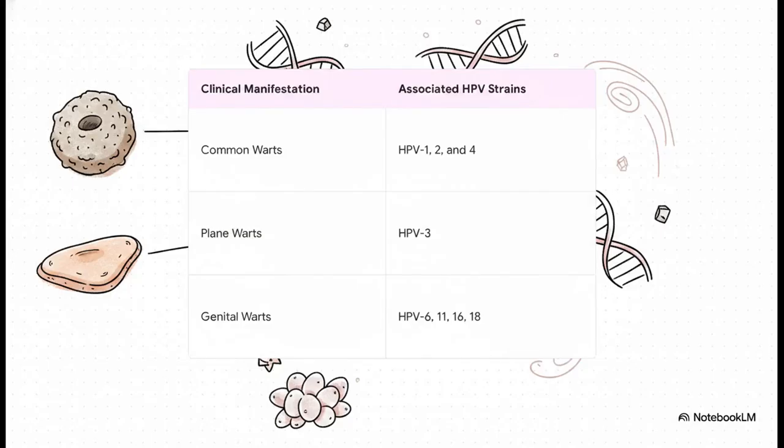Now you might be wondering, are all warts basically the same? No way! Specific HPV strains literally map out to distinct clinical manifestations. For instance, the common wart is primarily driven by HPV types 1, 2, and 4. In stark contrast, plain warts are tied to HPV 3, and genital warts are overwhelmingly linked to types 6, 11, 16, and 18. This genetic specificity is just mind-blowing because the virus's specific DNA directly dictates the morphological presentation you'll see on the patient's skin.